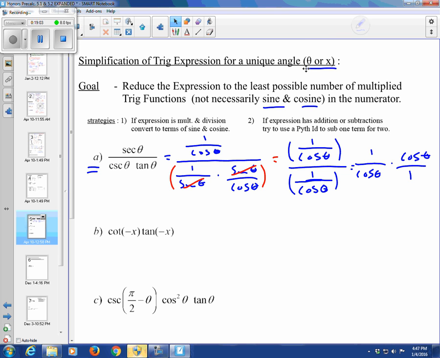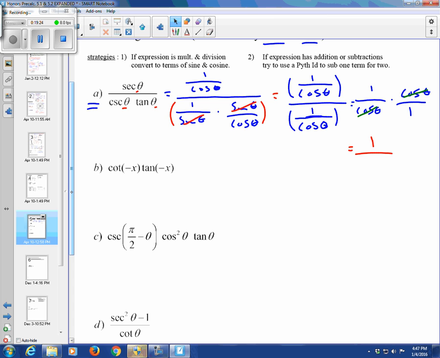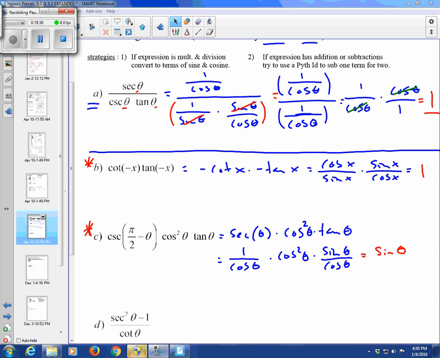And right here, we would similarly see our cosines cancel. And basically what that's going to give us is this entire expression simplifying down to 1, right? So whatever angle we plug in, we're going to see our expression simplify down to 1. So I'm going to let you guys try B and C on your own, and we will come back and look at these guys in a second.